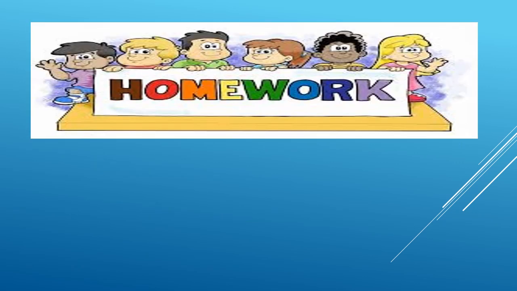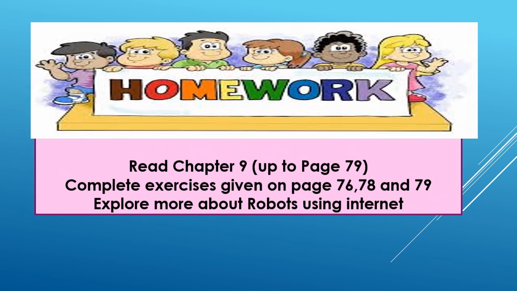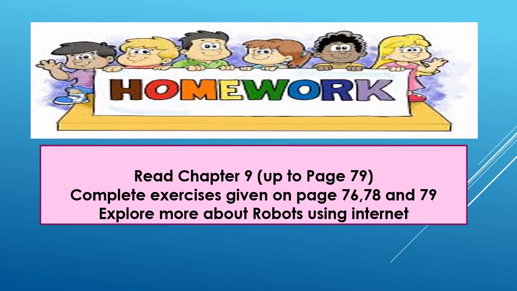Dear students, now this is the time for some homework. Read chapter number 9 up to page number 79. After reading chapter 9, you will complete the exercises given on page number 76, 78 and 79. On page number 78, another exercise is also given in which you have to explain a question that if you have a robot, what would you like it to do for you? You will write this answer in your own words. You will explore more about robots using internet.